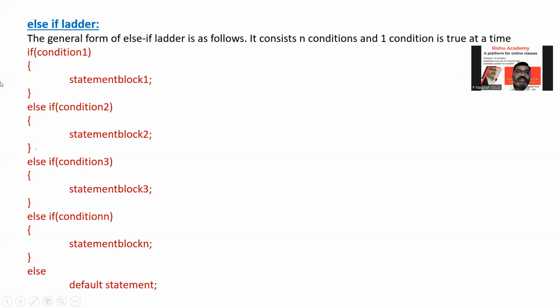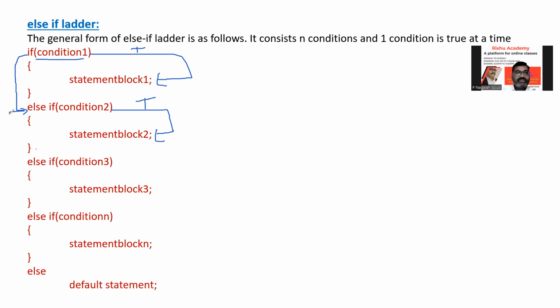Right? Look at the general syntax here. I said n conditions are there. Initially, condition 1 will be tested. If this condition is true, immediately statement block 1 will be executed. Right? Assume that this condition is false, then go to the else if statement, that is condition 2. Assume that this condition is true, then statement block 2 will be executed.